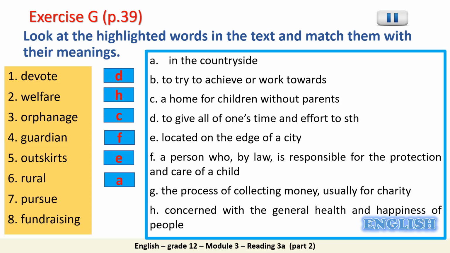Number 7. Pursue. Salman Singh was about to pursue a graduate degree in history. It means B, to try to achieve or work towards. The last one, fundraising. Excellent. It is the process of collecting money, usually for charity. It is G.